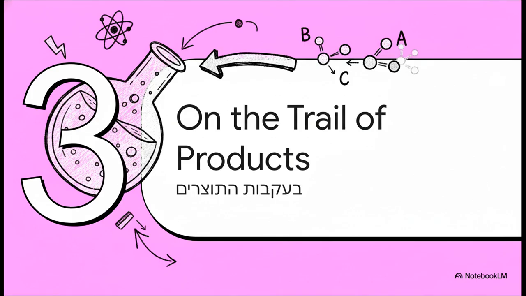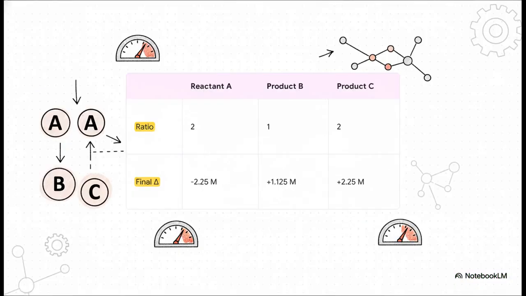And that means if you know A's story, we can actually figure out theirs. It's time to follow the trail. This is where our case file, that reaction equation, becomes absolutely critical again. It gives us the ratios, which is a concept called stoichiometry. So for every 2 molecules of A that disappear, 1 molecule of B appears, and 2 molecules of C appear.